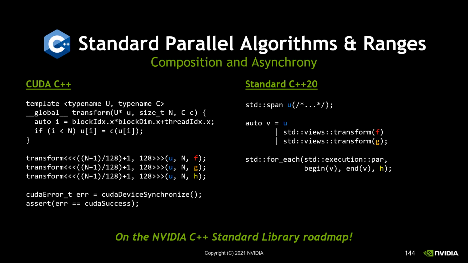This composition is very powerful as it allows you to construct more complex algorithms. For example, our parallel implementation of the transform reduce algorithm simply calls the reduce algorithm with a transform range. Here's a more advanced example with transform ranges, where we consecutively invoke three different kernel functions, f, g, and h. In the standard C++ example at the right, we fuse all three into a single kernel launch.